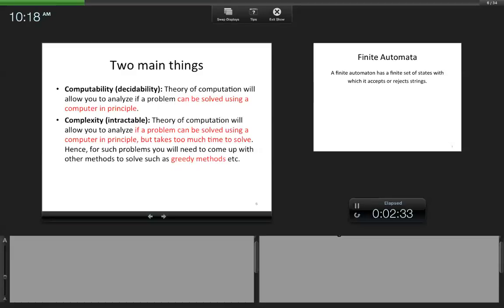Then complexity is this: let's say you come up with some kind of machine that can solve a problem.